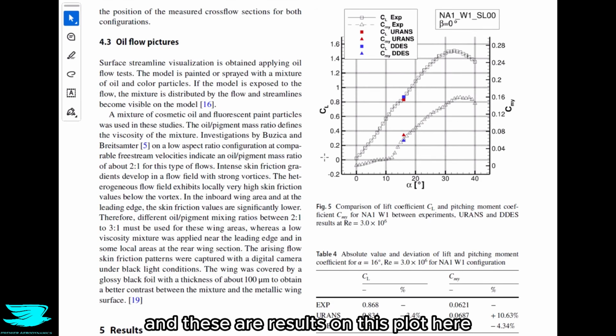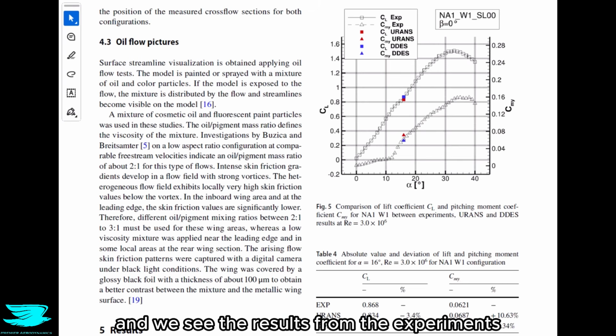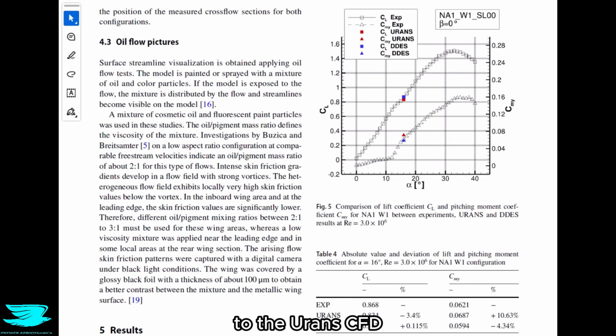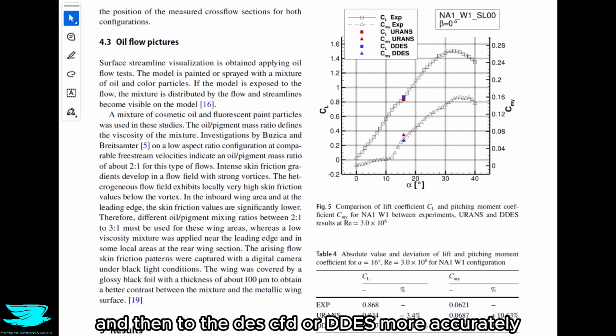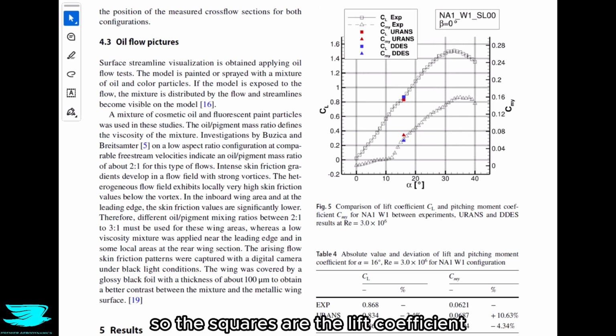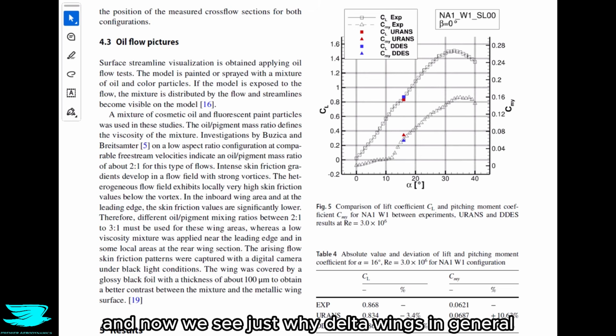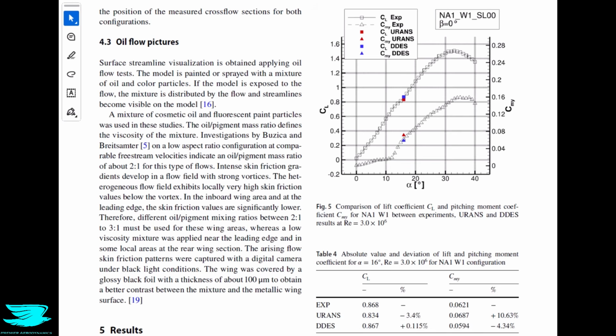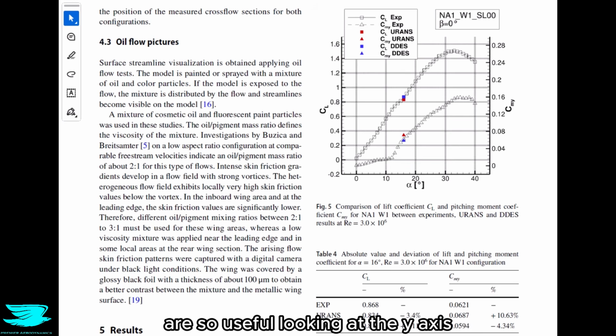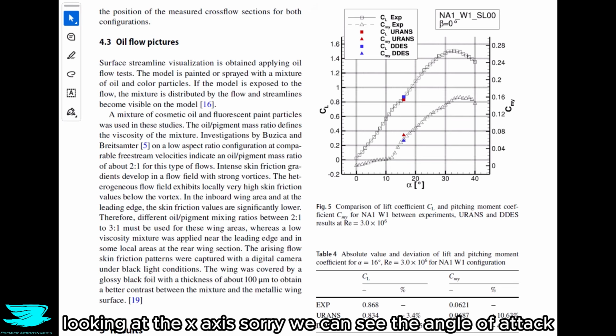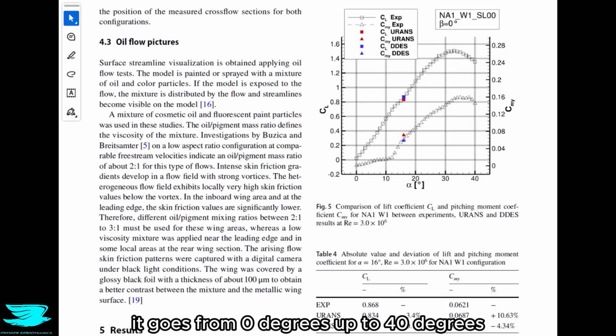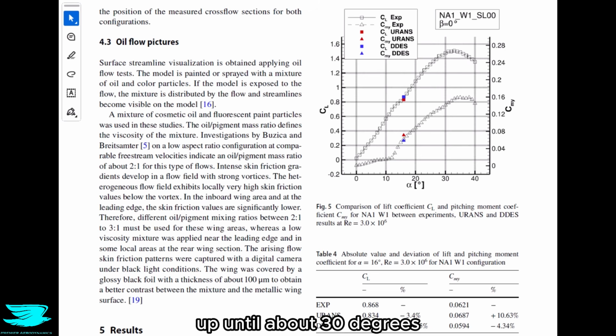And these are the results on this plot here. We see the results from the experiments to the URANS CFD and then to the DES CFD, or DDES more accurately. The squares are the lift coefficient, and now we see just why delta wings in general are so useful. Looking at the x-axis, we can see the angle of attack. It goes from 0 degrees up to 40 degrees, and the lift coefficient is good up until about 30 degrees.